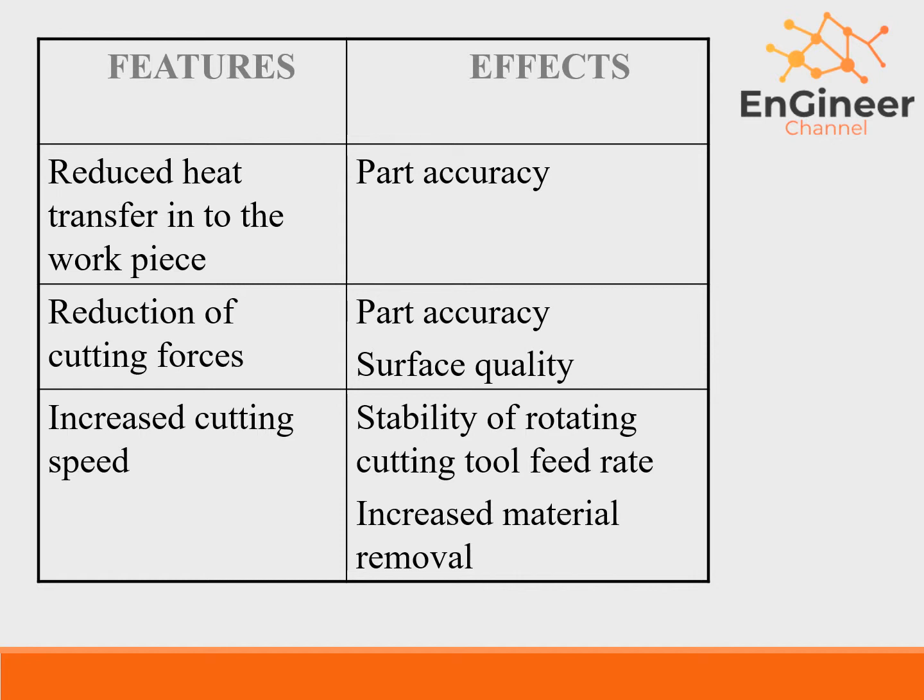For example, when we see here the features and the effect, when we have reduced heat transfer into the workpiece, we have part accuracy. When we have a reduction of cutting forces, we have part accuracy and surface quality. When we speak about increased cutting speed, we speak about stability. The effect is the stability of a rotating cutting tool, feed rate, and the increased material removal.